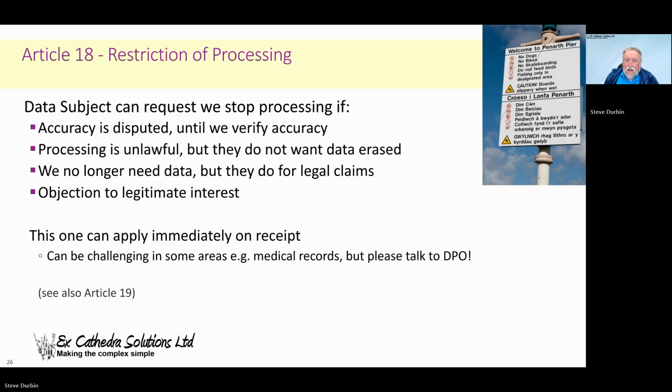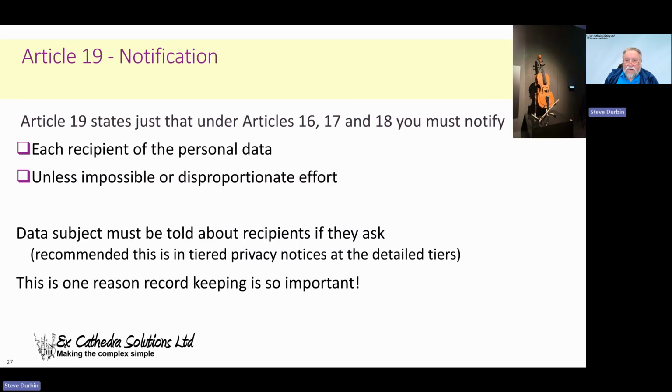Okay, Article 19 is a bit weird. Basically, it just says under 16, 17, 18, you've got to tell everybody you've shared the data with, unless that's impossible or a disproportionate effort. So, for example, if you publish something on a website, telling everybody that the data is being removed is going to be impossible. Disproportionate effort means that it's so difficult that it wouldn't be possible with reasonable means.